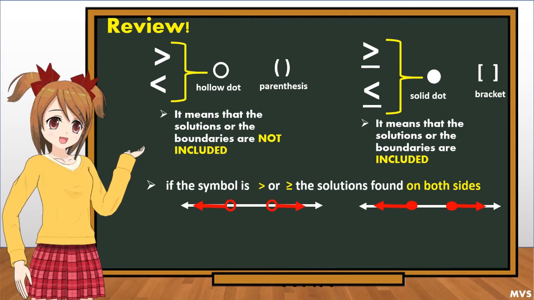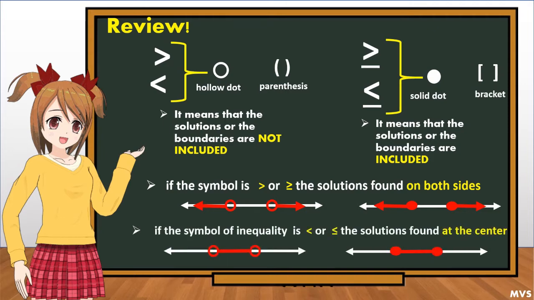If the symbol is greater than or equal to, the solutions are found on both sides. And if the symbol of inequality is less than or equal to, the solutions are found at the center.